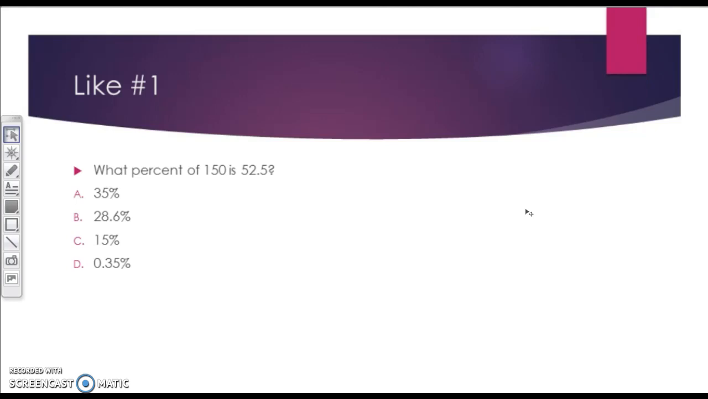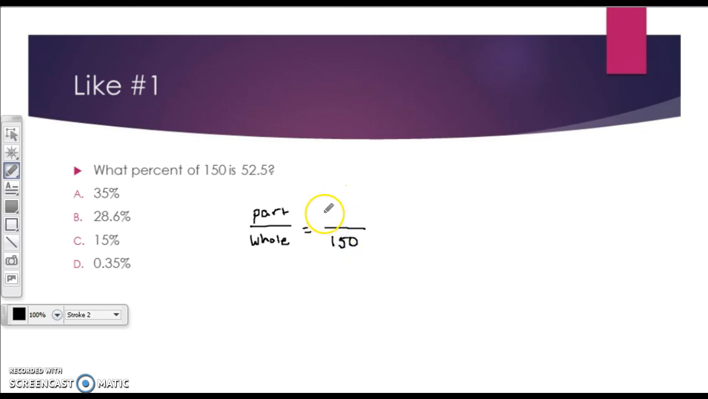Let's take a look at this problem. It says, what percent of 150 is 52.5? So to find the percent, we're going to do part over whole. In this case, the whole amount is 150, and the part, or the partial amount, is 52.5.